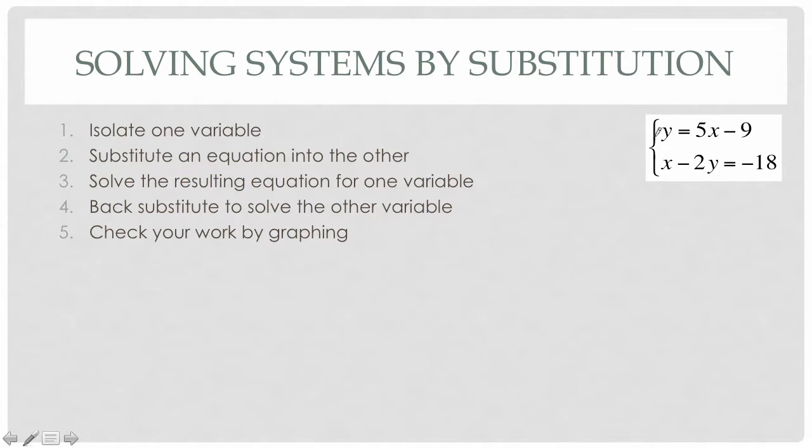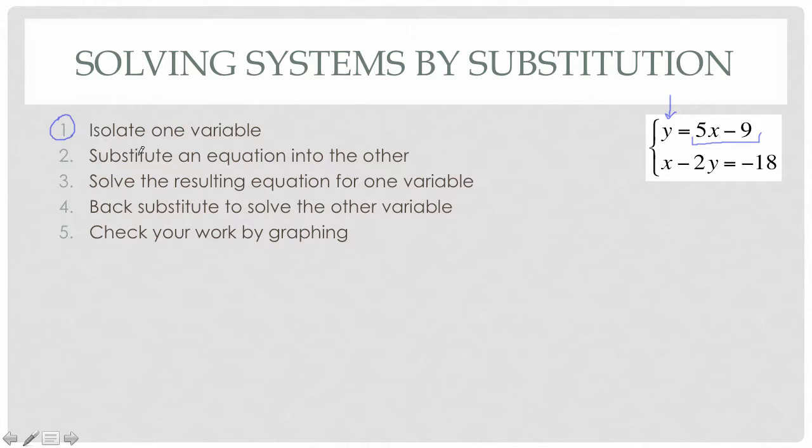Start with number 1. Here's my linear system: y equals 5x minus 9, and x minus 2y equals negative 18. The first step is that in one of the equations, I need one variable isolated. That means either y is all by itself or x is all by itself, equal to something else. In this case, I've got y isolated, and it's equal to 5x minus 9. So step 1, I'm feeling good. I've already got an equation with one variable isolated.